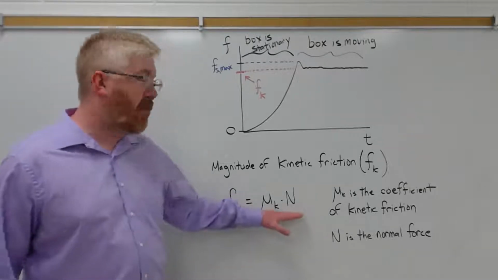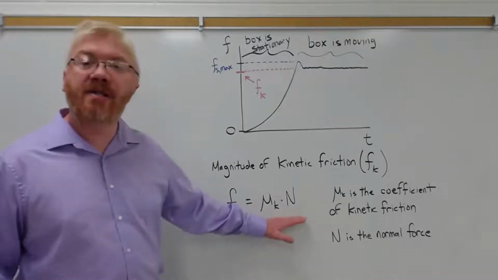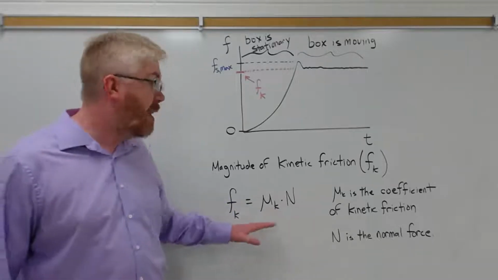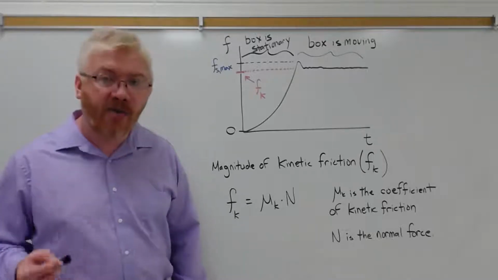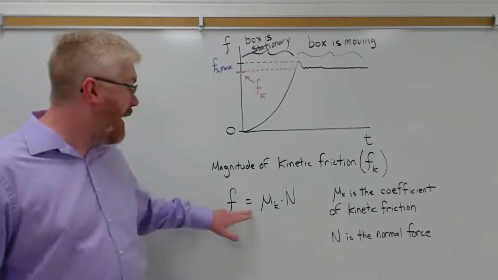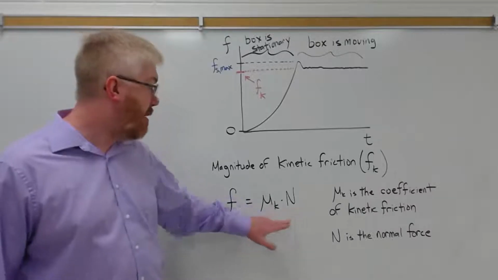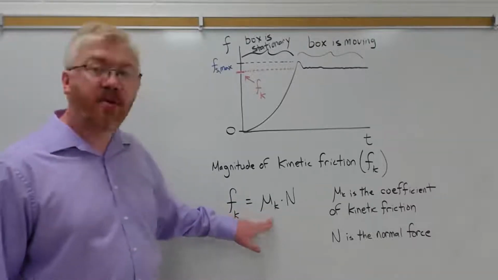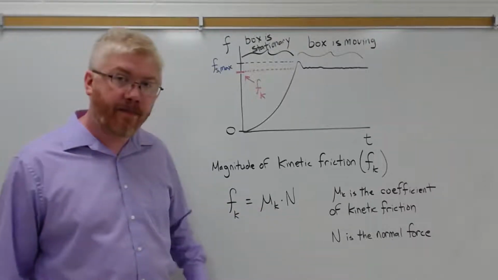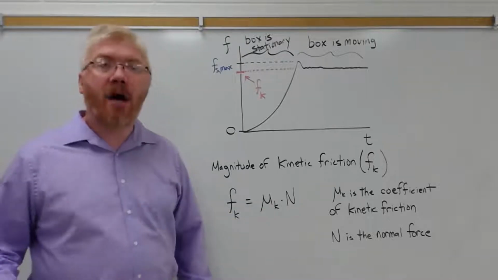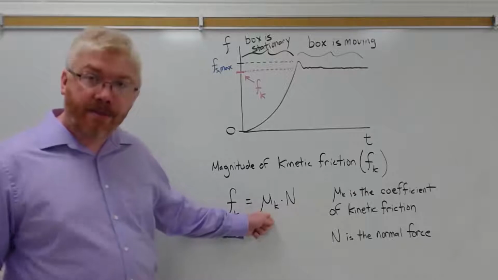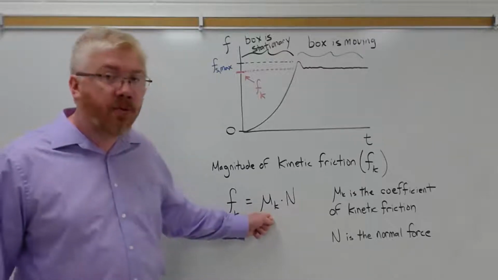And n is still the normal force. So you can see that the form of this equation is very much the same or almost identical to the equation for the maximum static frictional force. F of s max is equal to mu sub s times n. F sub k here is equal to mu sub k times n. Again, mu sub k and mu sub s are unitless numbers. There's no units to this coefficient.